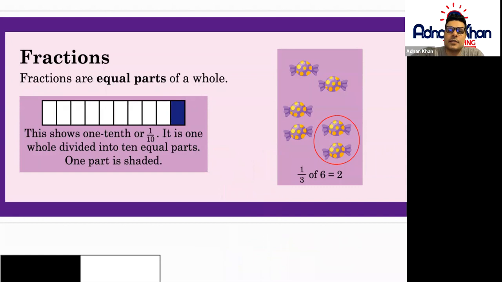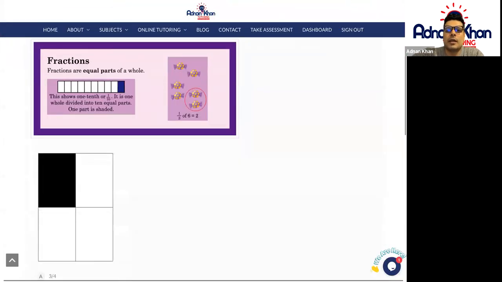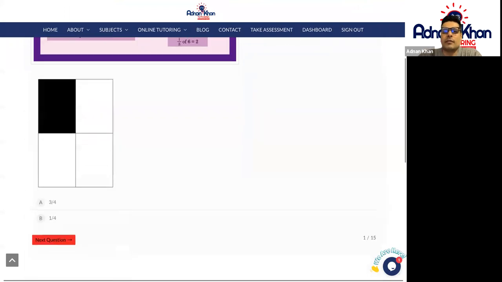Let's have a look at the first example in front of us. What fraction of the given shape is shaded? So in total here, we have 1, 2, 3, 4 boxes, of which 1 out of 4 is shaded. So we will go for 1/4 in this case as our correct option.